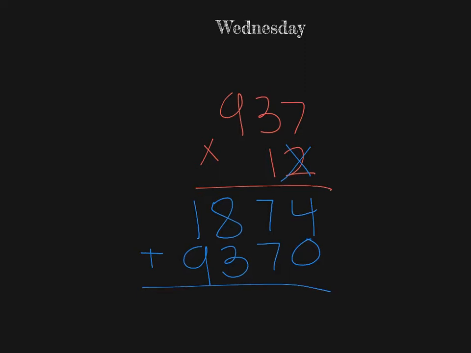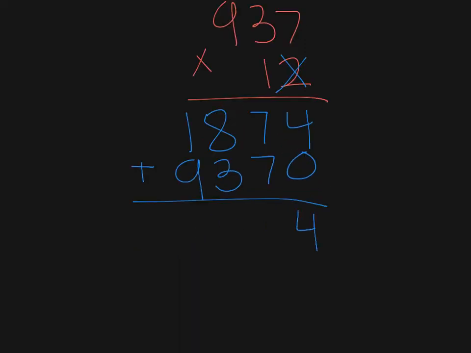Let's add these up. 4 plus 0 is 4. 7 plus 7 is 14. I carry the 1. 1 plus 8 is 9. 9 plus 3 is 12. I carry my 1. 1 plus 1 is 2. 2 plus 9 is 11. So my product is 11,244.